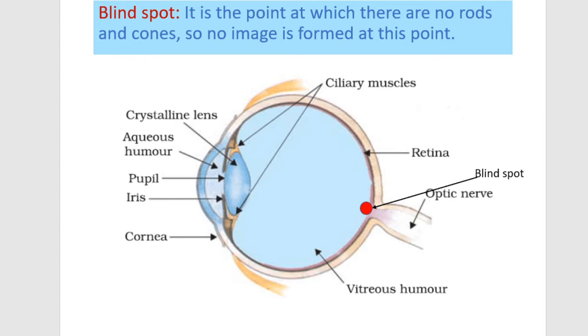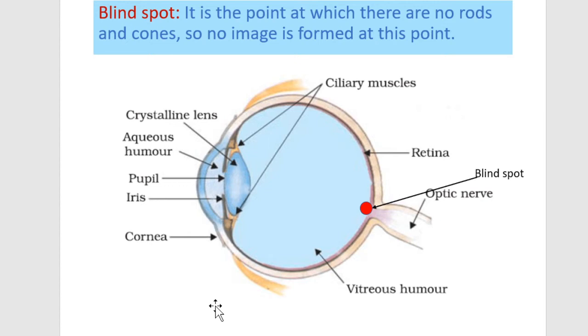Now next is the blind spot. As the name suggests, what is the blind spot? It is a spot where no image is formed. Why is no image formed? Because there are no rods and cone cells available at this point. These cells are placed only at the retina. There are no cells at the blind spot, so no image will be formed.